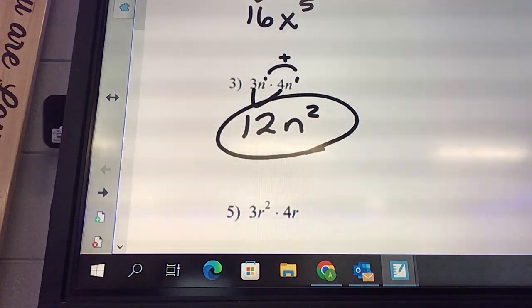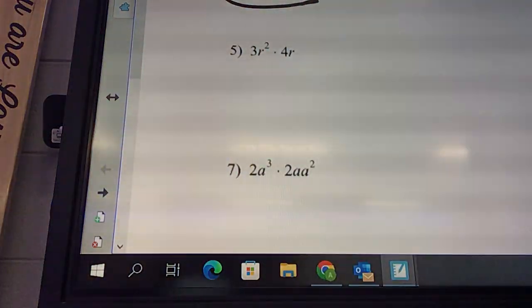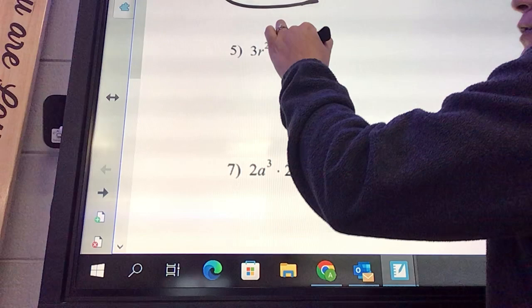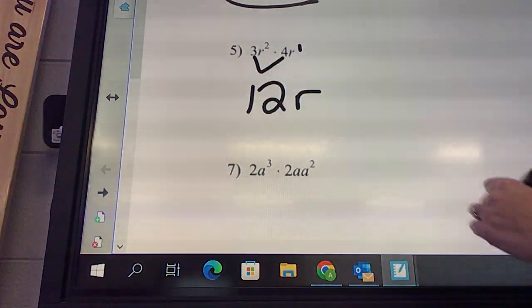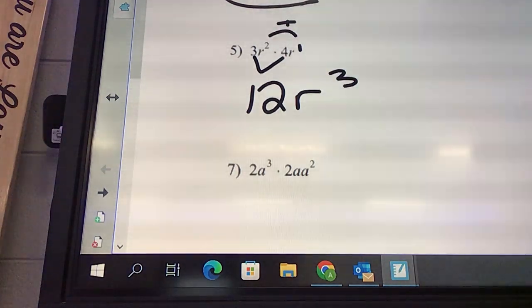Okay, look at 5. Where can we put a 1? Over the R. Over the 1 R that's missing. Okay, so 3 times 4, 12. R to the 3. Okay, so we get 2 plus 1 is 3.